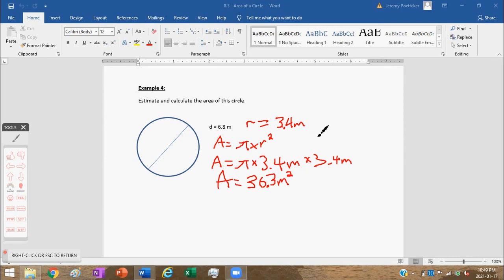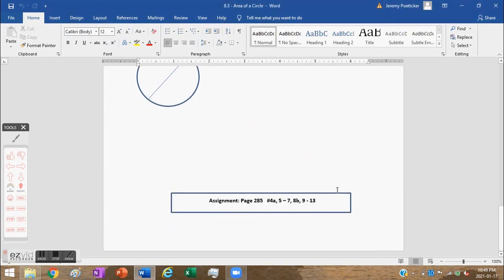Again, we said our estimate was going to be 27-ish, knowing that that's going to be small. They're both in the tens. I'm happy, and you should be happy too, because you get to move on to your assignment. Have fun.